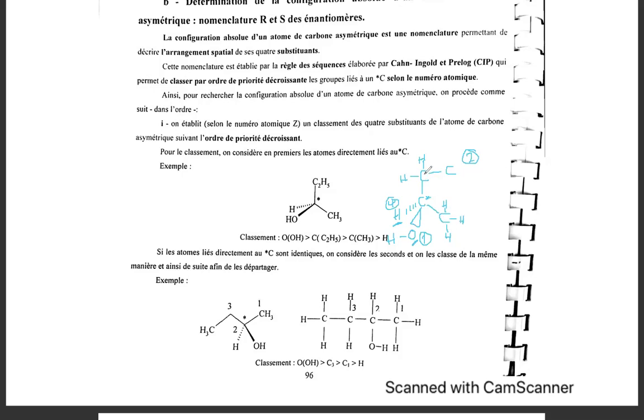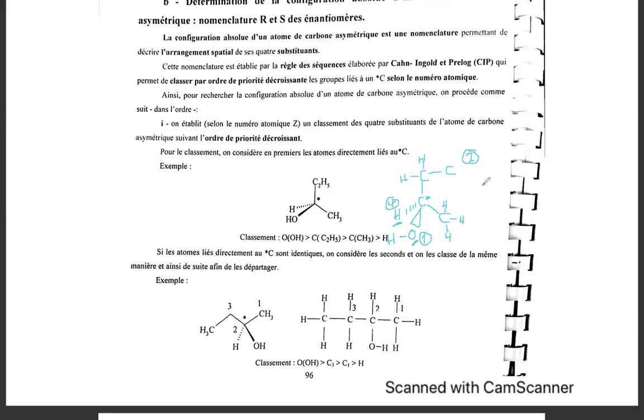Now, this one here has 2 hydrogen substituents. Please, you don't add. Don't say CH3 and add 1 plus 2 plus 3. You're just looking at atomic numbers. So this one has atomic number of 1, 1, 1, and we say, okay, same.